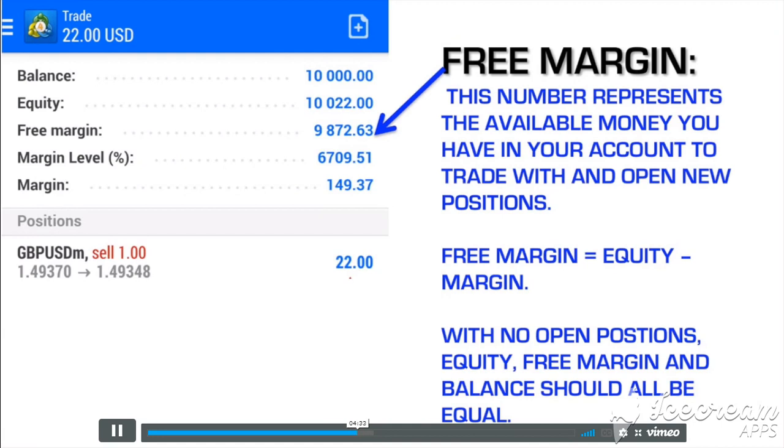Hopefully that makes sense. With no open positions, equity, free margin, and balance should all be equal. They should all equal the same thing.